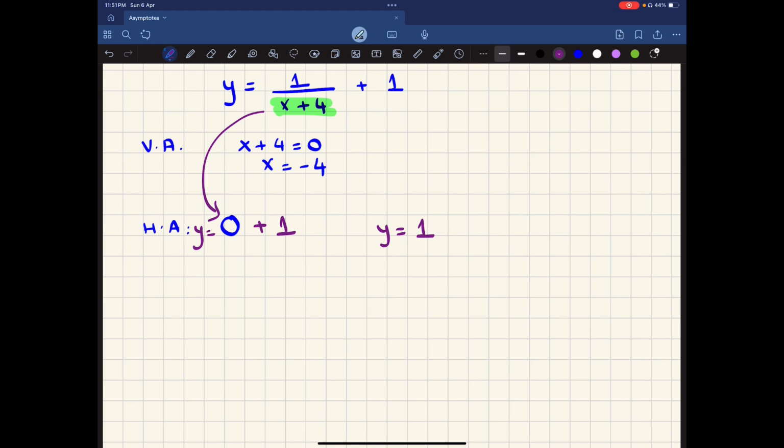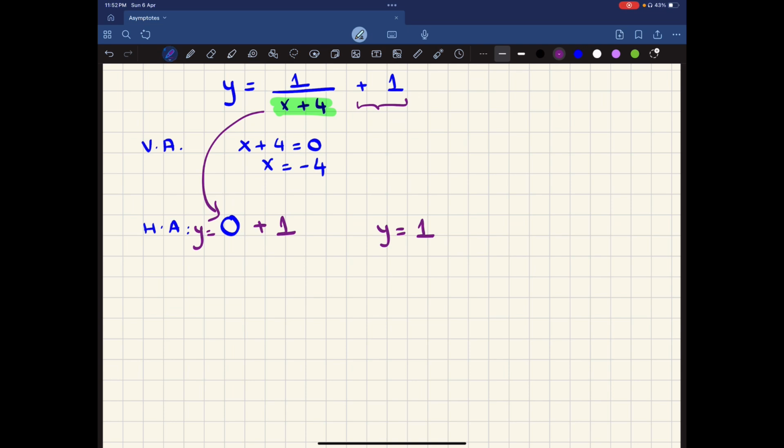This basically happens because if you are drawing the graph of 1 over x plus 4, and then you're asked to draw the graph of y equals 1 over x plus 4 plus 1, it means your entire graph is going to shift up by 1 unit. Okay, so your asymptote also moves up by 1 unit.